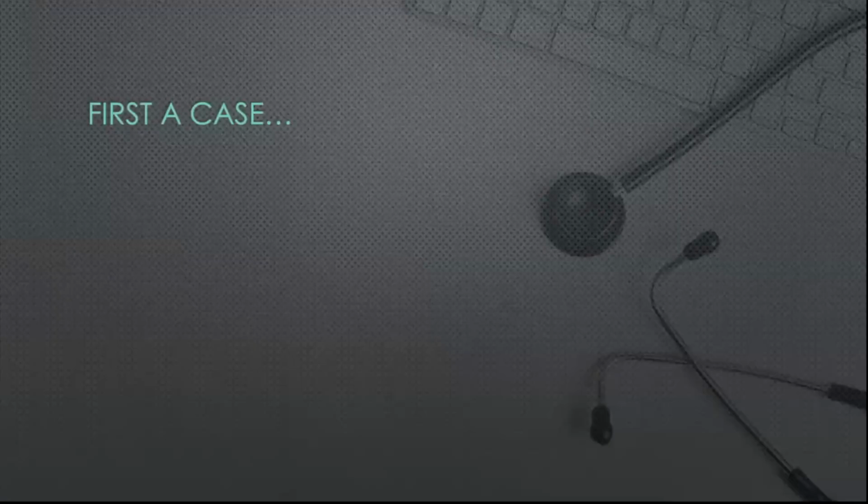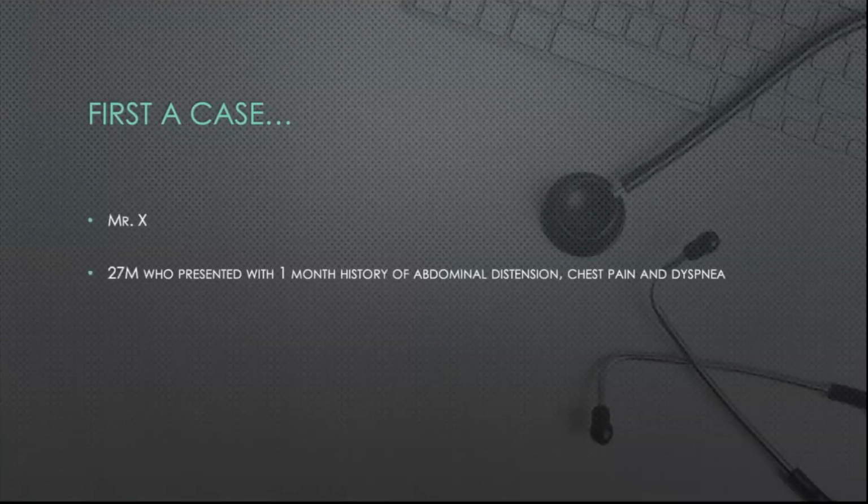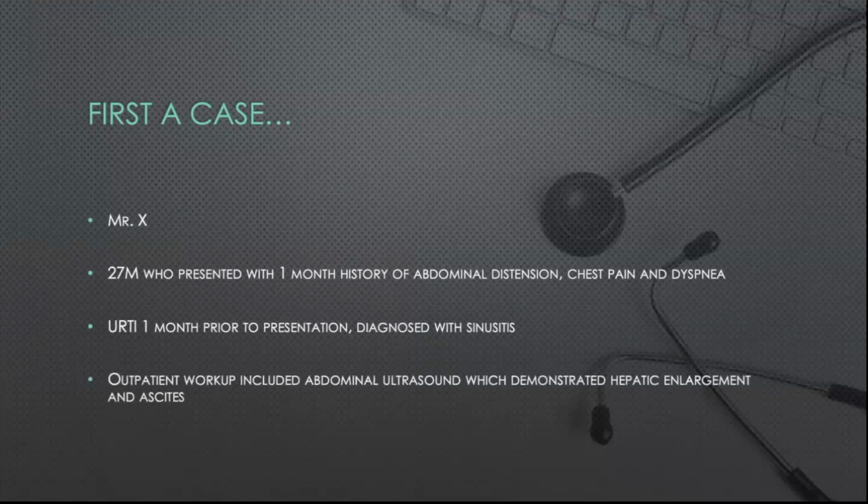So first, I'm going to present a case that I saw earlier in my C1 year. So this is Mr. X. He's a 27-year-old male who presented with a 1-month history of abdominal distension, chest pain, and dyspnea to the emergency department. He had an upper respiratory tract infection 1 month before his presentation when he was diagnosed with sinusitis and treated with antimicrobial therapy. His outpatient workup, a little strange for an upper respiratory tract infection, included an abdominal ultrasound because of this abdominal distension, which demonstrated hepatic enlargement and ascites.